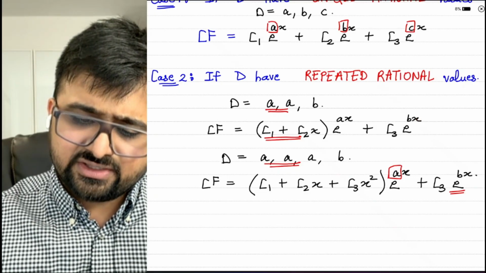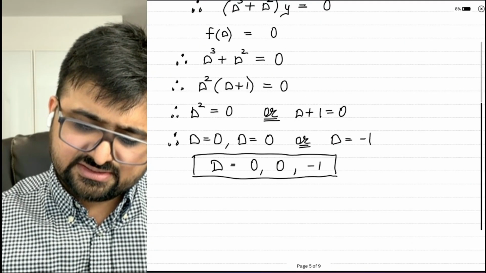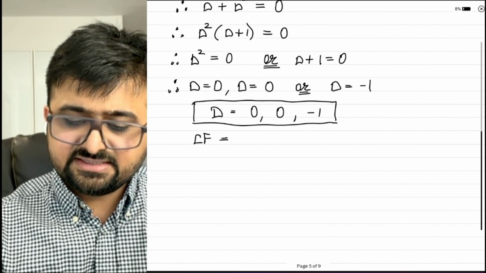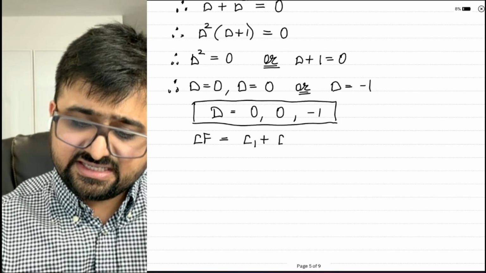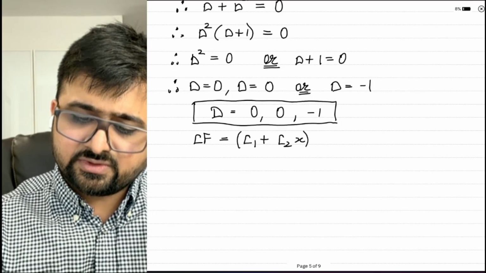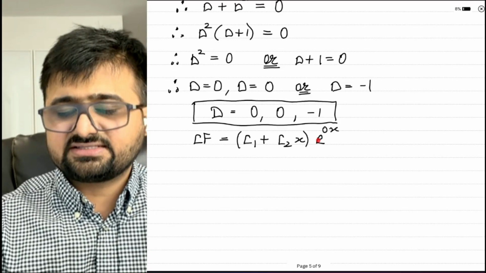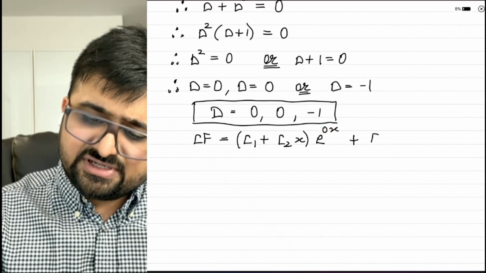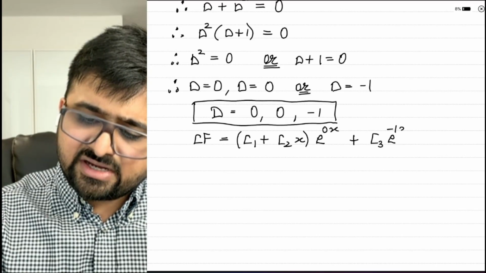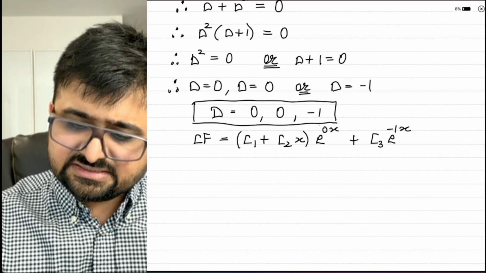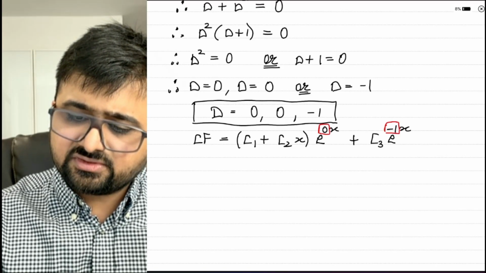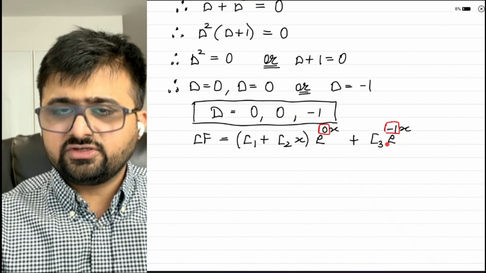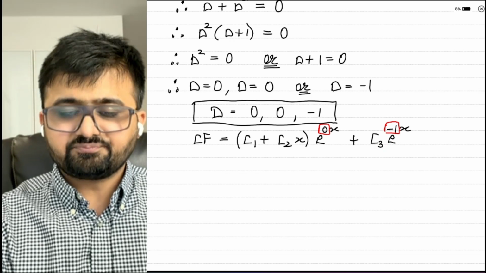Now let us write the complementary function. The complementary function for this case is C1 plus C2x, just write a linear equation, e to the power 0x. E to the power whatever is the root, you write e to the power 0x, plus C3 e to the power minus 1x. So 0 is the root and minus 1 is the root. Since 0 is repeated two times, I write a linear equation. And since this is unique, I just write it separately. I hope this is making sense.